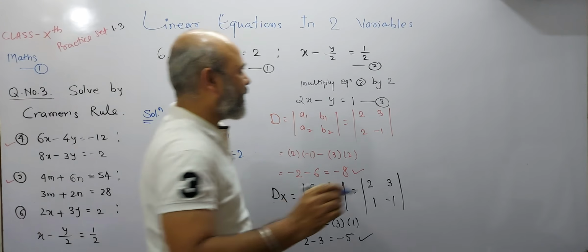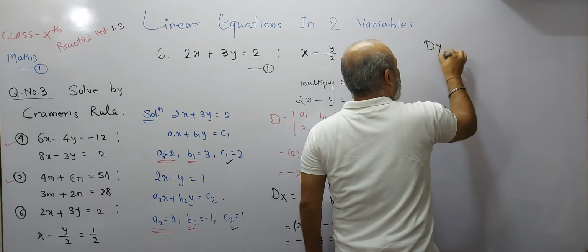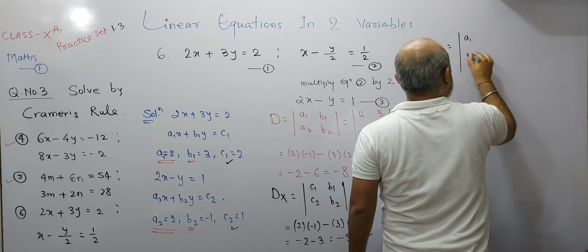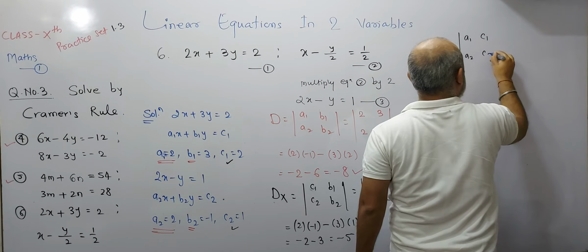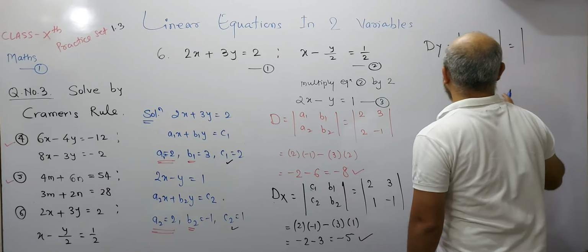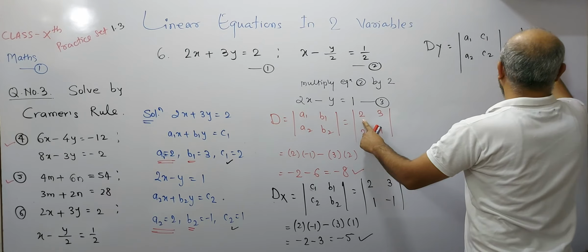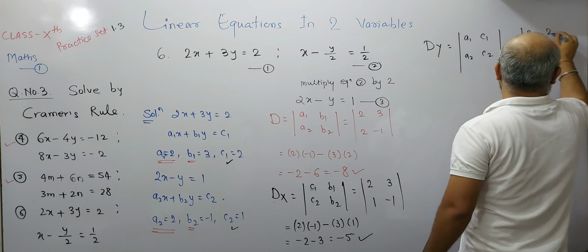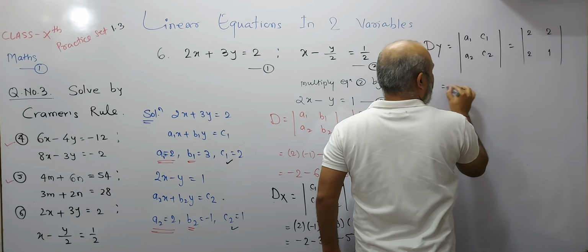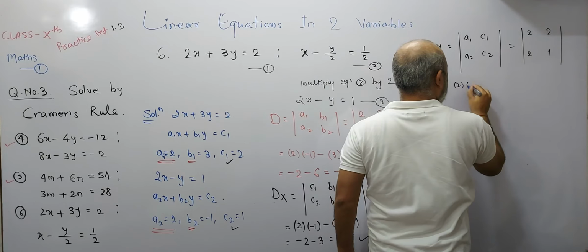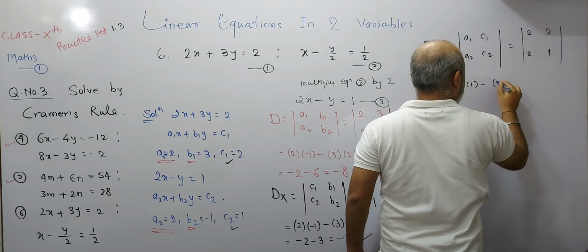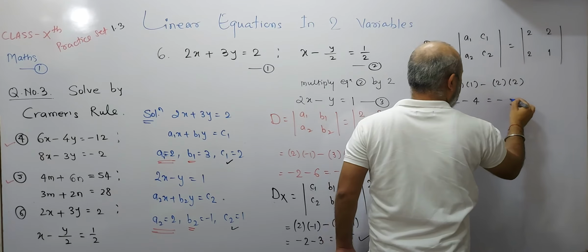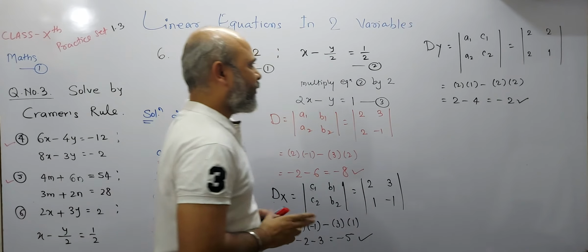Now we'll find the value of Dy. So Dy is equal to what? A1, A2 will be as it is and B1, B2 is replaced by C1, C2. So this is equal to, what is A1, A2? A1, A2 is 2, 2 and C1, C2. C1, C2 is 2, 1. Just simplify. 2 multiplied by 1 minus 2 multiplied by 2. So you will get 2 minus 4, which is equal to minus 2. So this is the value of Dy.